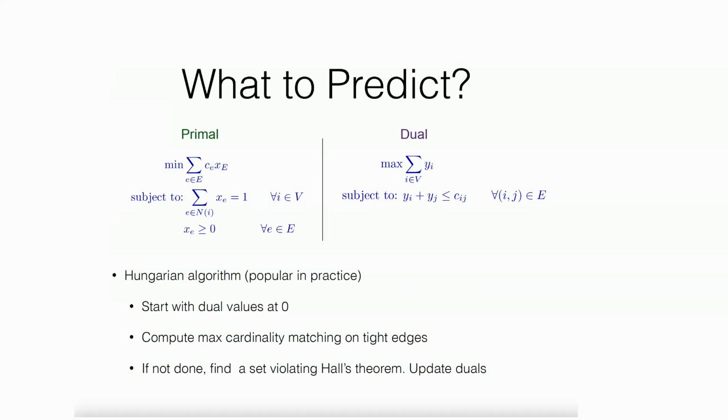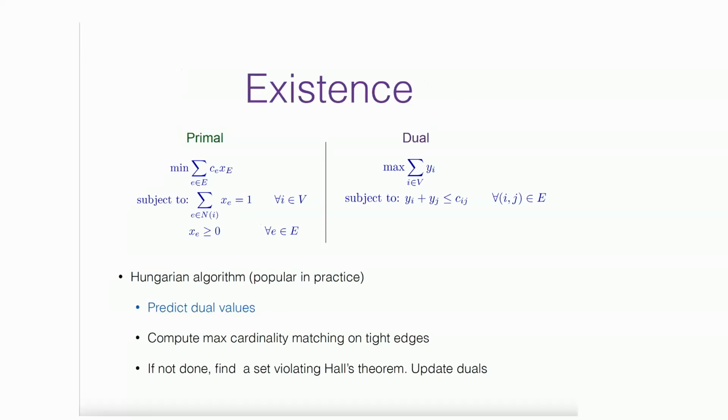You can set this up as a linear programming type problem, and then you can look at the dual problem. The Hungarian algorithm, and I'm not going to get into too much of the details of this, starts with the dual values at 0 and increases the dual values, tightening up constraints, and eventually comes up with an ending matching as the solution. So it solves the LP by actually solving the dual problem.